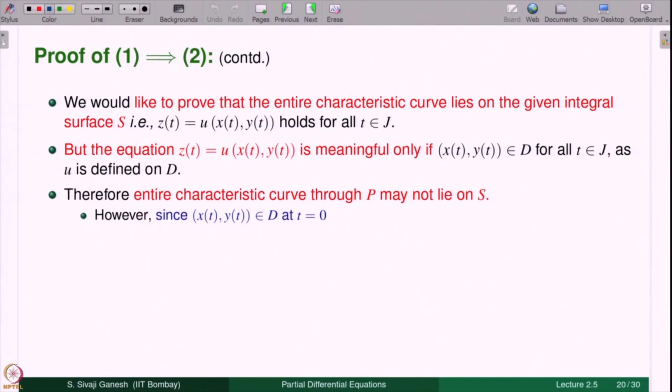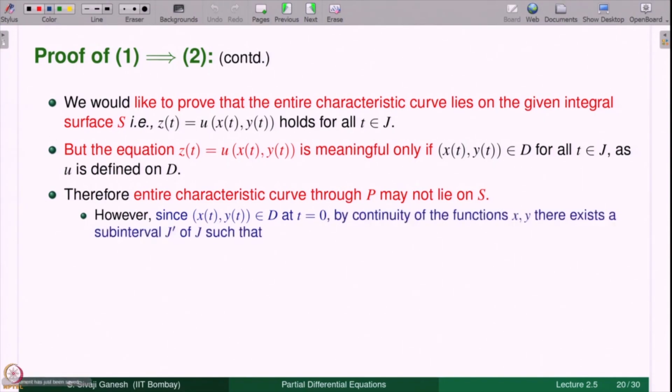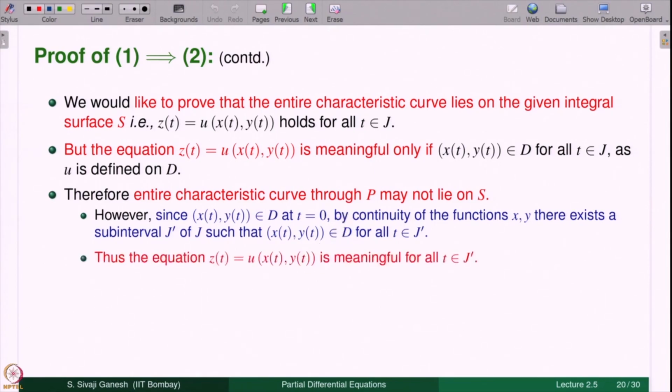However, x0, y0 is in D, therefore, by continuity x(t), y(t) will be in D, and you can find a subinterval of j such that x(t), y(t) belongs to D. Fine. x(t), y(t) itself is defined on j, but at 0 you are in D, D is an open set, therefore, for some time t in some interval j dash, which is a subinterval of j, you will be in D. Thus, this equation is meaningful for all t in that subinterval j dash.